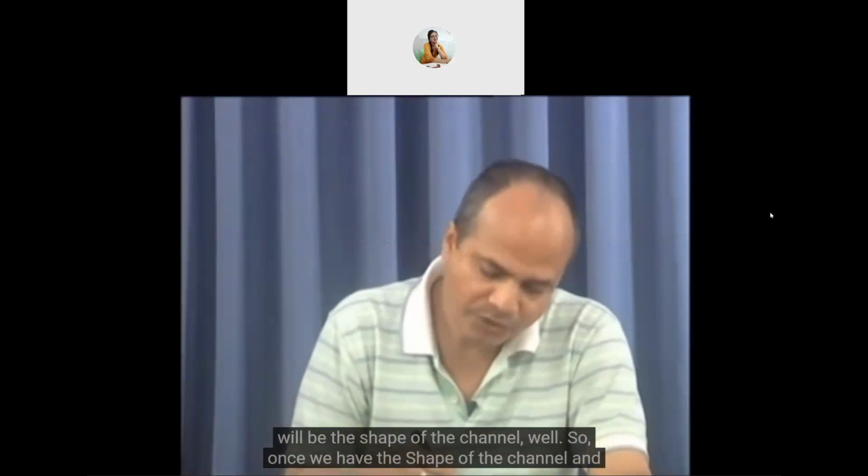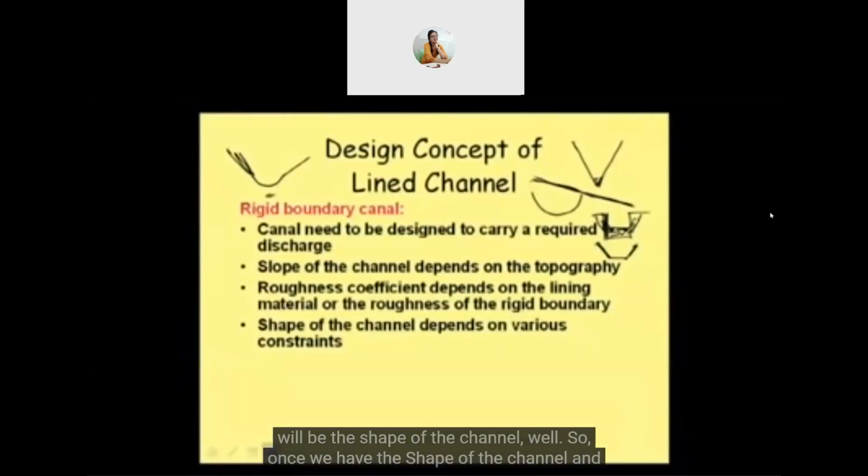Well, so once we have the shape of the channel, we must mention another point, that is the slope. That slope, well, we are saying that it is trapezoidal. Now, depending on the different types of soil, the slope of this trapezoidal channel, maybe this theta, may change.